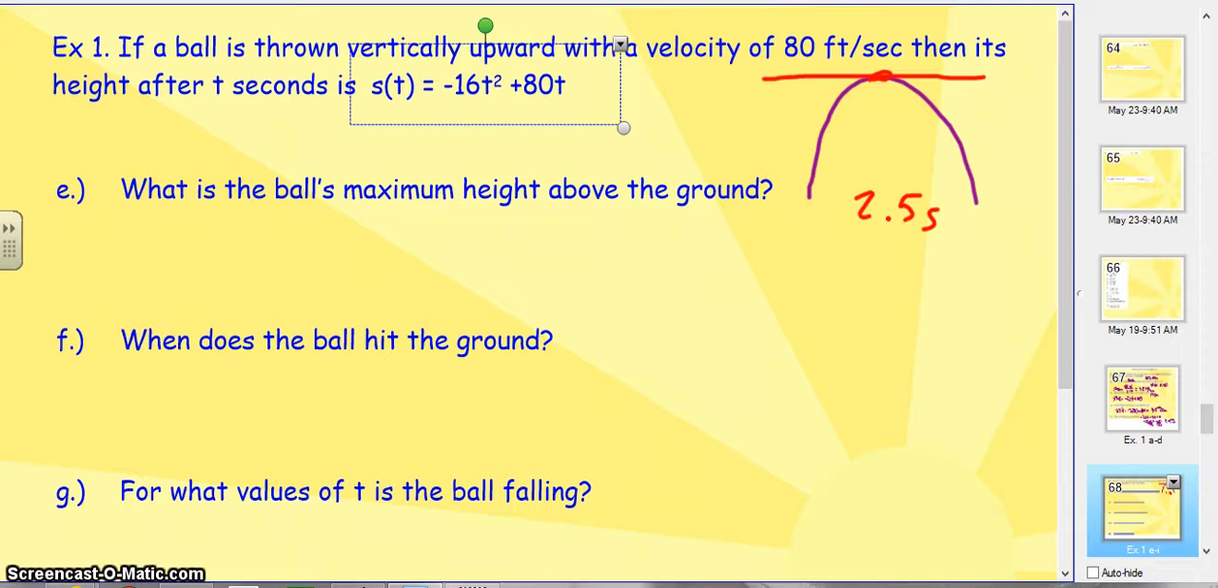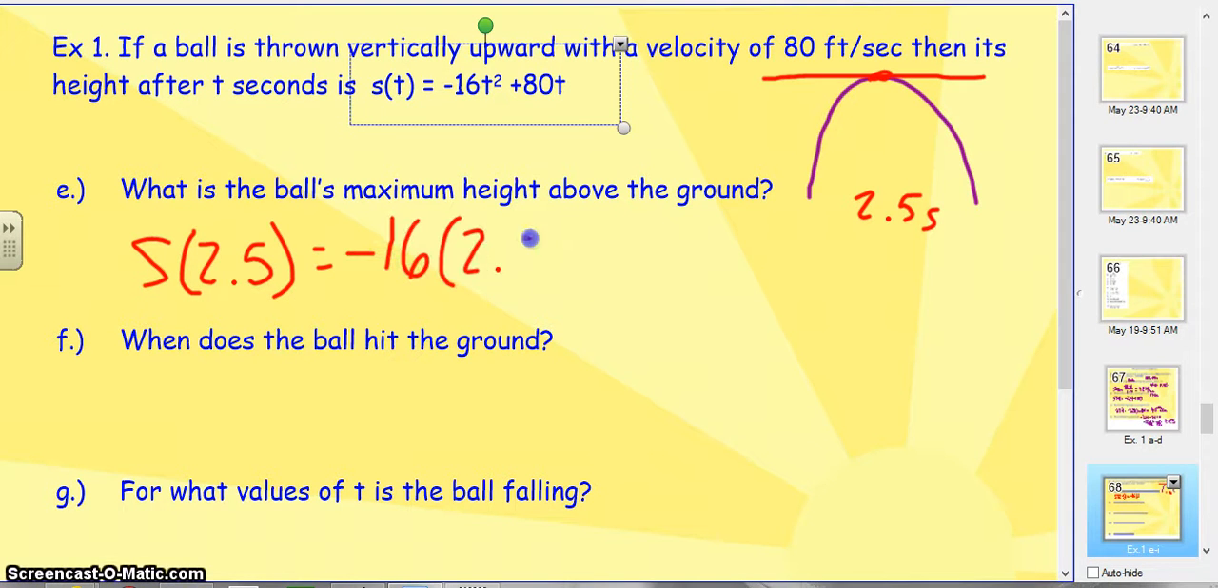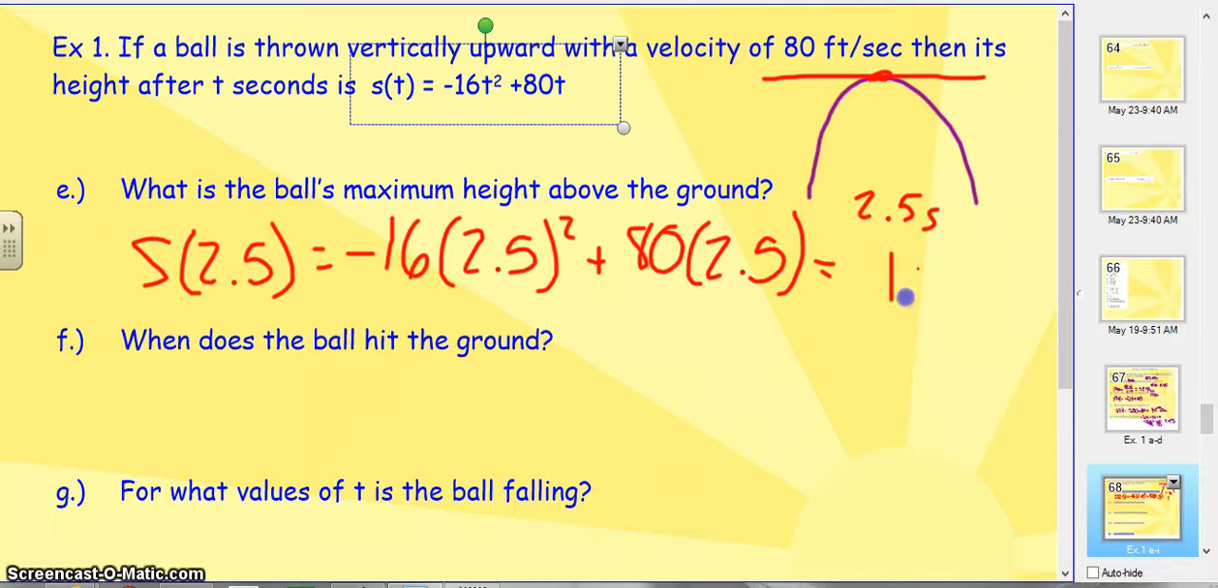So what I want to know is the height at 2.5 seconds. We're going to go back to our original equation and find what it is at 2.5 seconds, because we want the height, and the height is the position. So we're going to the position graph. All I'm doing is plugging in 2.5 for t. Plug that in your calculator. You should get 100 feet. Because remember, we're looking for position.